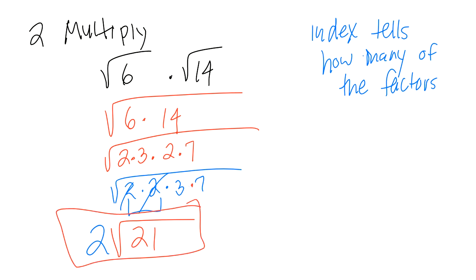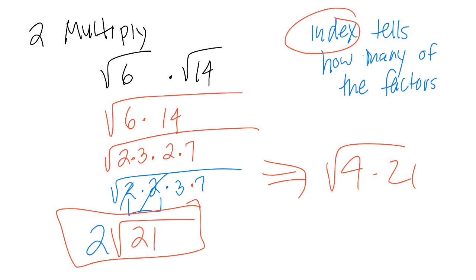So we have to look at the index. It tells me how many of the same factors, the group of factors, that I'm looking for. And once I find that, break it down. In some math classes, they just try to find the perfect square and they do it like that. But in our class, we broke down each number to prime factors and we got our answer. Any questions?